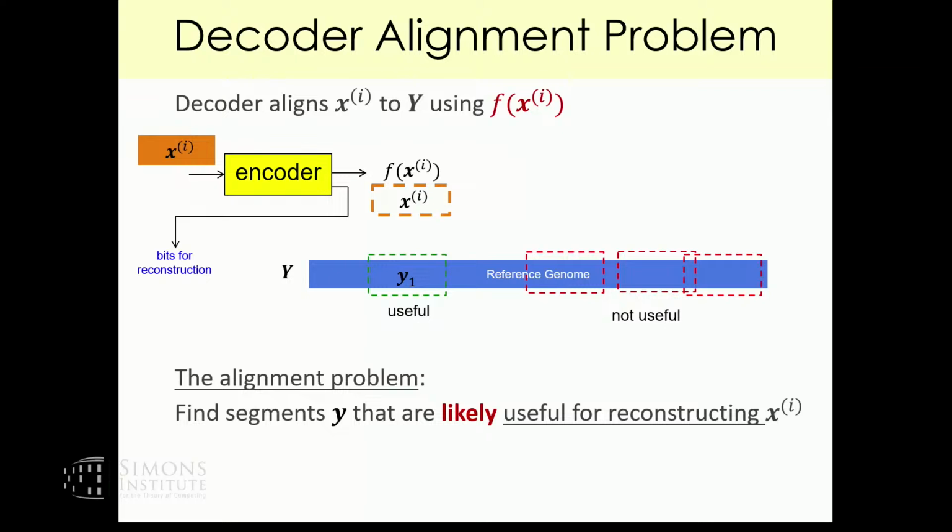Part of the encoded information is this f of xi. And what we do, we'll use this function of xi to find the similarity. We basically want to partition the subsequences of y into those useful for reconstruction and others that are not useful. And for that, we need some hint.